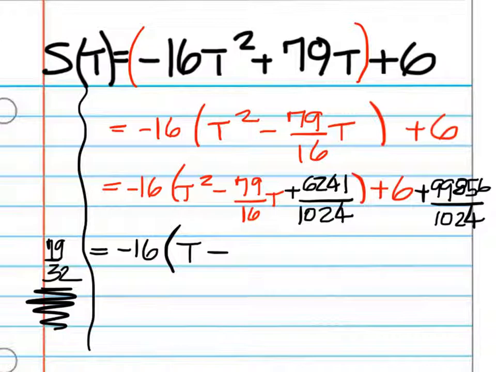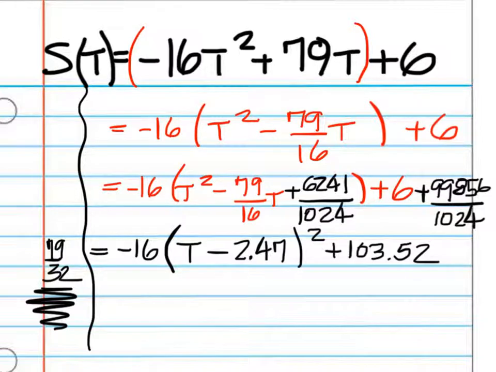Let's put that in a form that we can use. 79 divided by 32 really comes out to be 2.47. So let's just put that in there. Close quantity and square. And now we have 6 plus that strange fraction out there. Let's find out what that strange looking fraction is in terms of a decimal, and then add 6 to it. 99,856 divided by 1024 is 97.5 and some change. And if I add 6 to that, then I come out with plus 103.52.